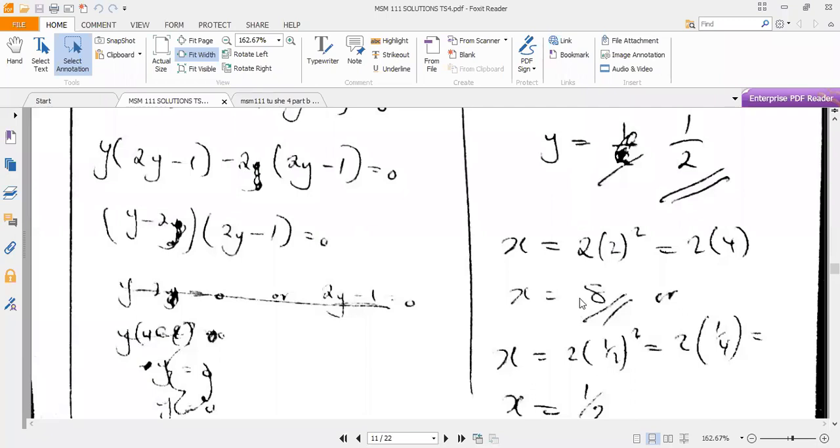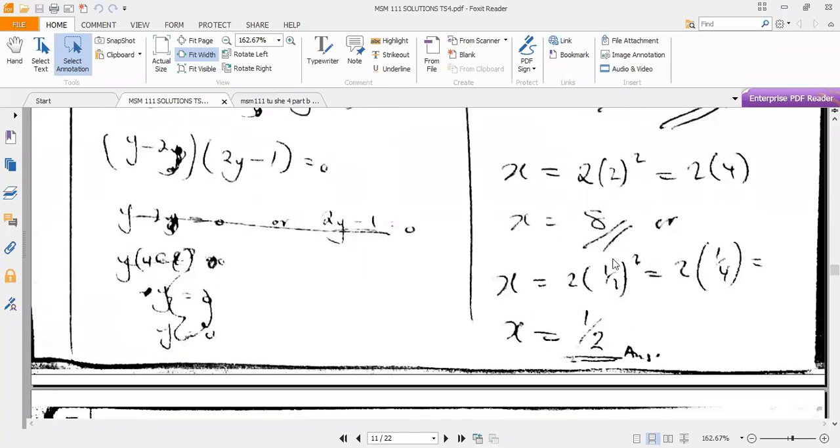Now you solve for another value of x. Since we had two values of y, now you put another value of y in the same equation here. So when you put the half there, half squared is simply 1 over 4. When the 2 multiplies 1 over 4, you get the half again. x is equal to half. That is, you have solved that equation simultaneously.